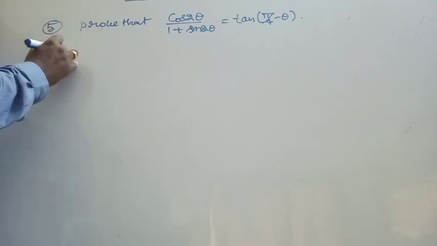See, my dear students, the fifth problem we are having is: prove that cos 2 theta by 1 plus sine 2 theta equals tan of pi by 4 minus theta. How will you prove this beautiful problem? You see, my dear students, how are we going to do it?